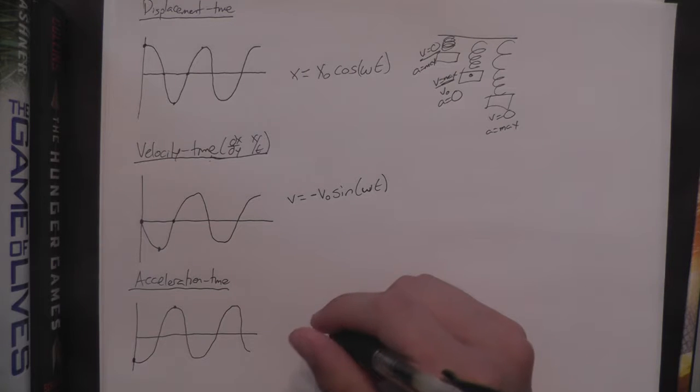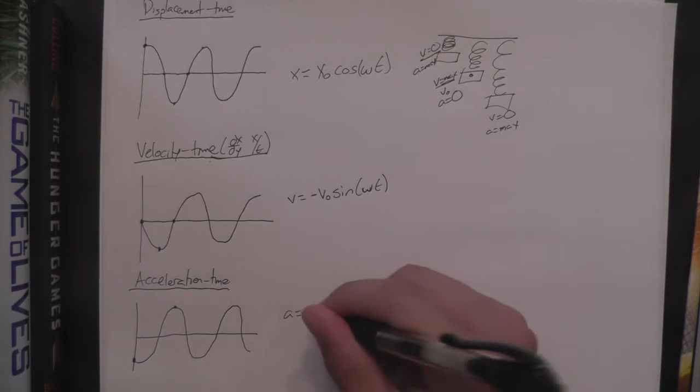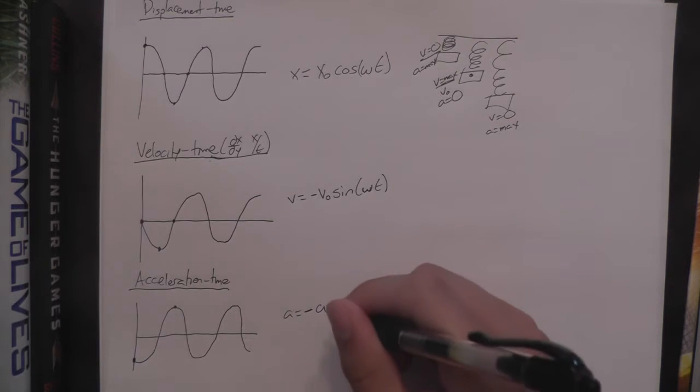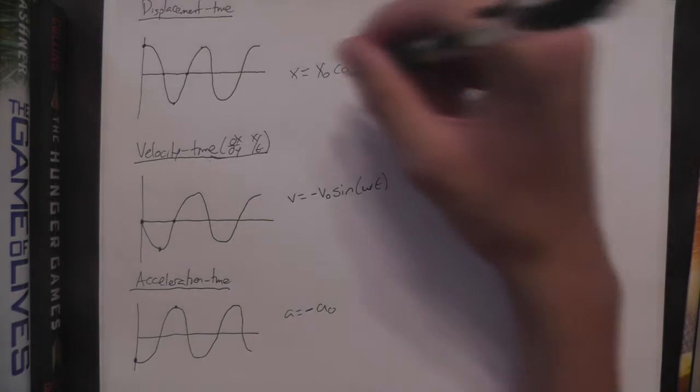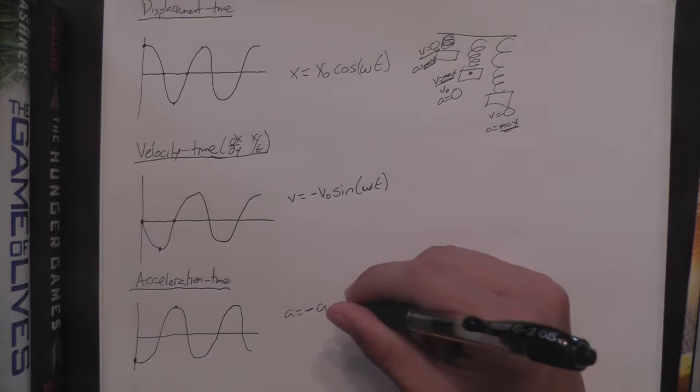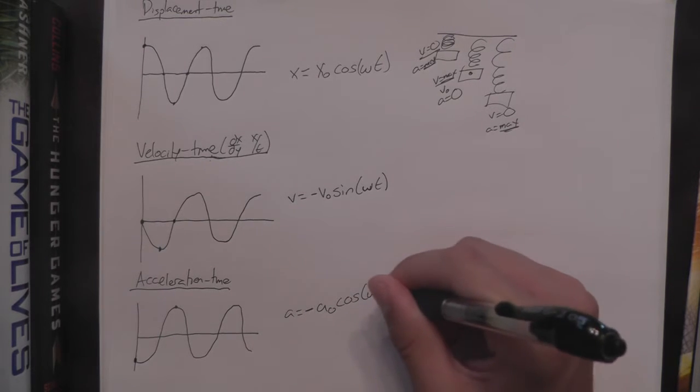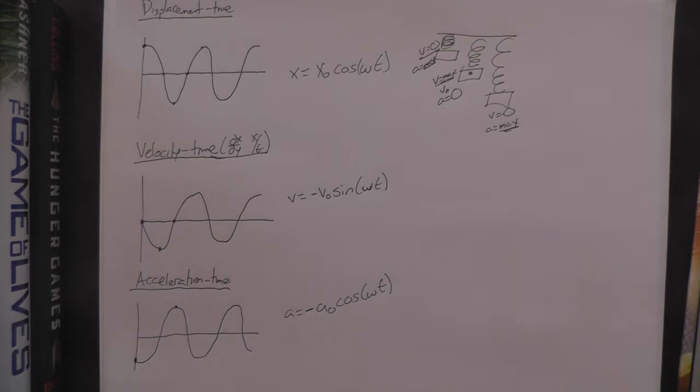And the equation for this graph would be acceleration equals negative a naught, where a naught is maximum acceleration at any one of the maximum amplitude points, multiplied by the cosine of the angular frequency times time.